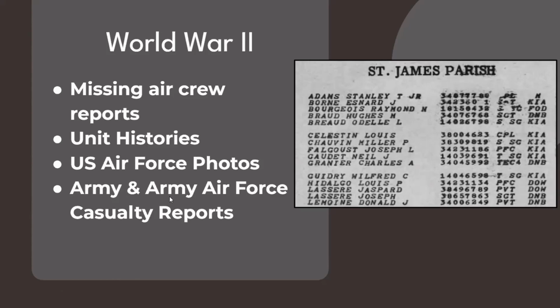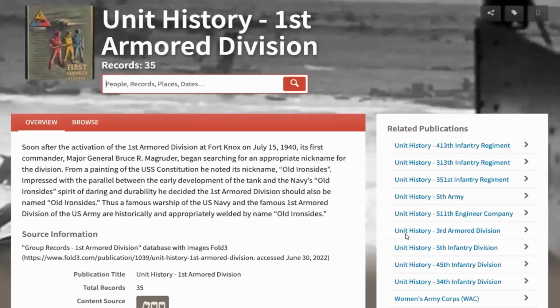And then we have the Army and Army Air Force casualty reports. And this is an example of one of those. A section of a page for St. James Parish in Louisiana. So we got their names, their service numbers, their rank and rating, and also their status. So killed in action, that type of thing. So unit histories, this is an example of one of those.